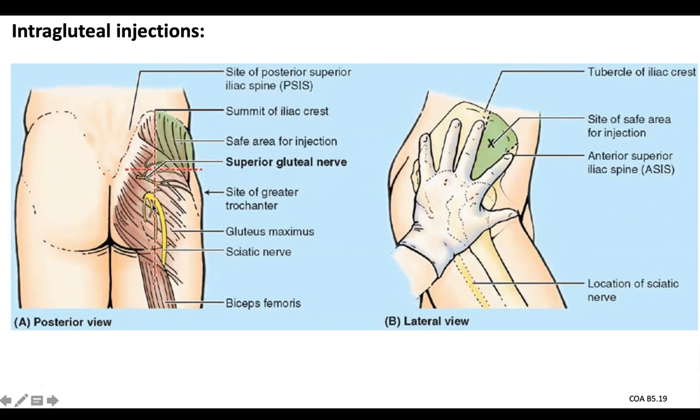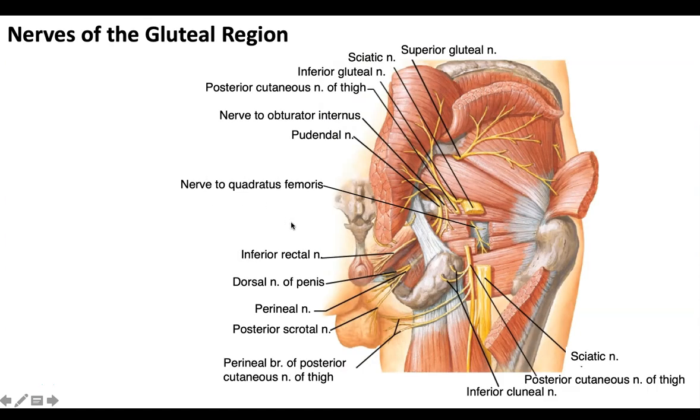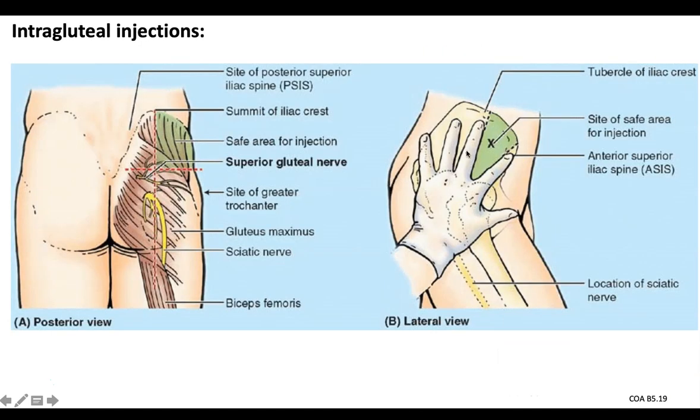Because in the other parts of the gluteal region, there are several nerves. You have seen all these nerves overlying the other parts of the gluteal region. So only the upper and lateral part of the gluteal region is the safest area to give the intramuscular injection.